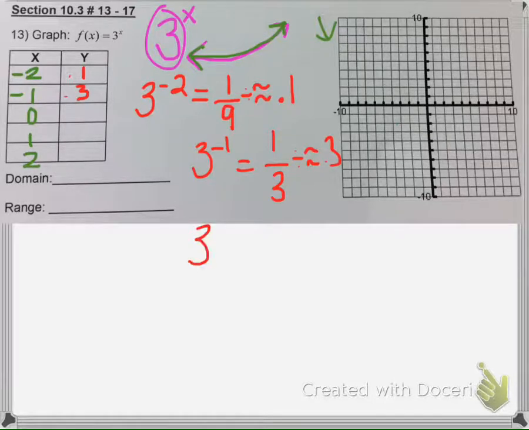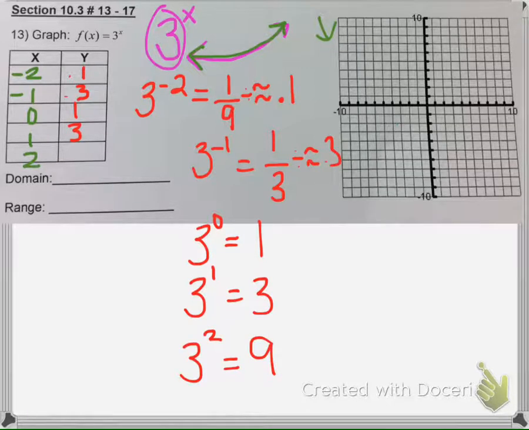Plug in a 0, 3 to the 0, anything to the 0 power is 1. And then 3 to the first power is 3. 3 to the second power is 9. And now we have points, and we're going to go ahead and graph them over here.